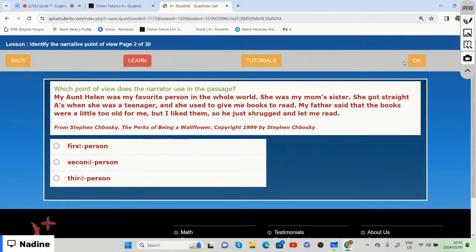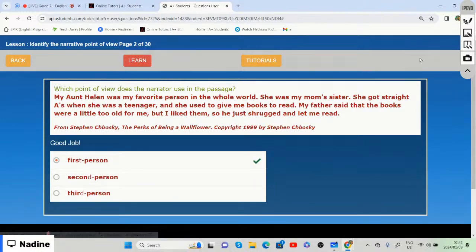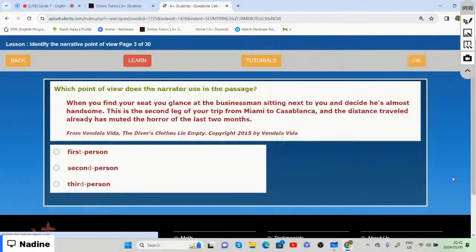All right, so if we choose the correct point of view, we can say this is in the first person point of view. It is the narrator's own perspective and uses pronouns such as I, me, my, right? So first person, and the first one is correct. Well done.